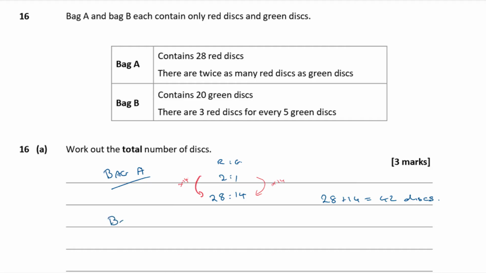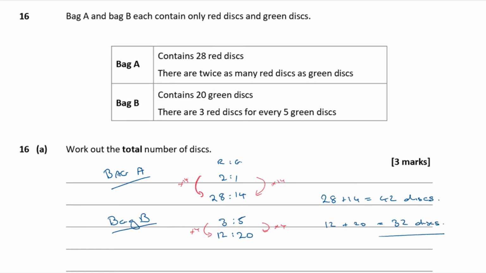So let's switch to bag B. Bag B contains 20 green discs. There are 3 red discs for every 5 green discs, so the ratio of red to green for this one is 3 to 5. And I know I've got 20 green discs this time. 5 goes into 20 4 times, so we've scaled up this ratio by a factor of 4. I do the same thing on the other side, times through by 4. 3 times 4 is 12. So that means I've got 12 red discs and 20 green discs. 12 plus 20 is 32 discs in bag B.